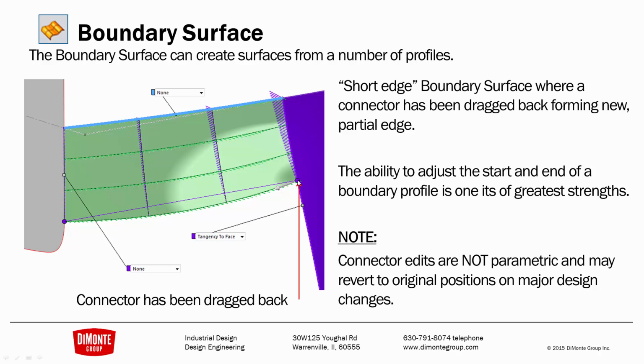The boundary surface also has what I term the short edge boundary surface, where I have this connector which defines the start. This edge is actually longer here than this edge, and I can drag this connector back. The downside of this is that the edits aren't entirely parametric. I can't snap and add relations to this connector. I believe its position along its edge is based on its percent along the edge. Design changes may cause the connector to revert to its original position, and I have to go back into that surface feature and grab that connector and drag it back again.